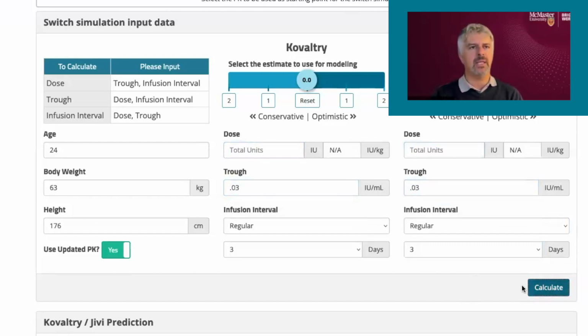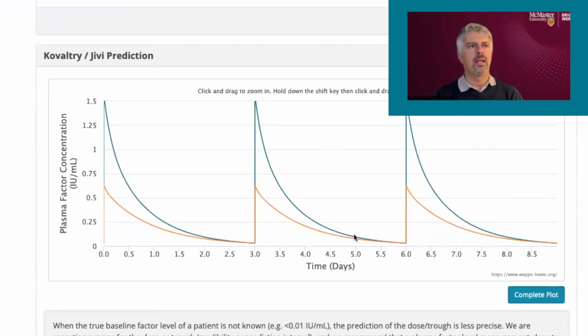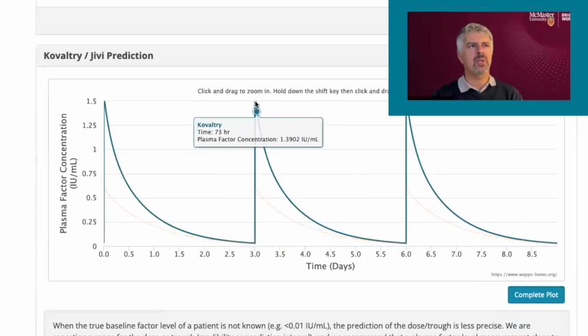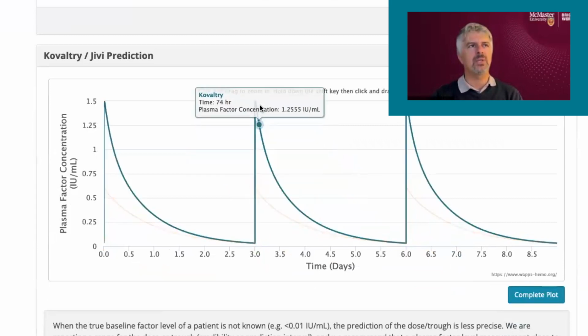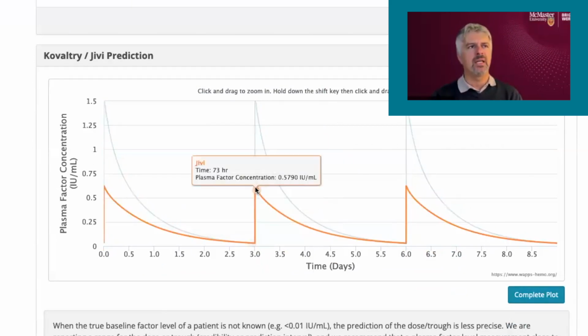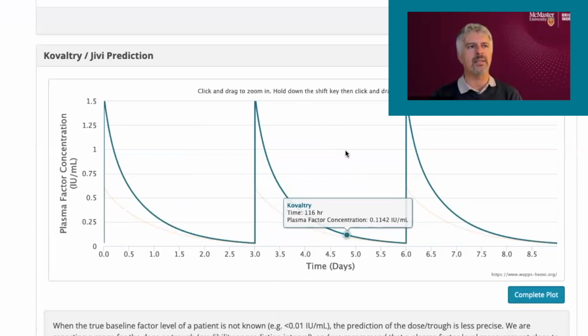If I ask the system to calculate, you'll see that for GV, it predicts the need to reach a very high peak concentration around 1.5 to stay above the 3% at 3 days. With GV, a much lower peak. What you expect is a very large difference in the dose required.